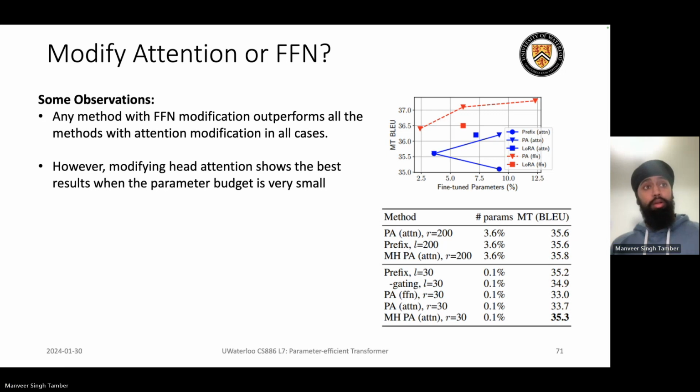However, modifying head attention shows the best results when the parameter budget is very small. And so that's shown in this table here, where when the number of parameters changed is kept very small, actually the method that modifies the attention performs the best. And that's a parallel adapter that modifies attention, but also prefix tuning, which also only modifies attention, does better than these other methods.